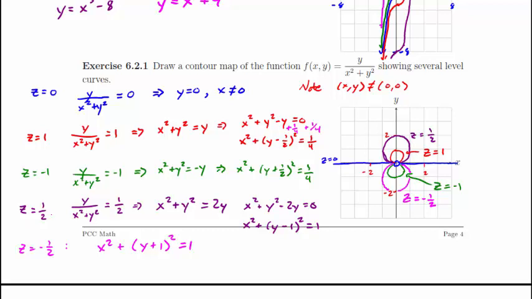If z equals 1/2, then I get y over x squared plus y squared equals 1/2, which implies that x squared plus y squared equals 2y. We do some rearranging. We get x squared plus (y minus 1) squared equals 1. This gives me a circle of radius 1 that shifted up 1. So we have my dark purple circle here on the graph. It gives me when z equals 1/2.